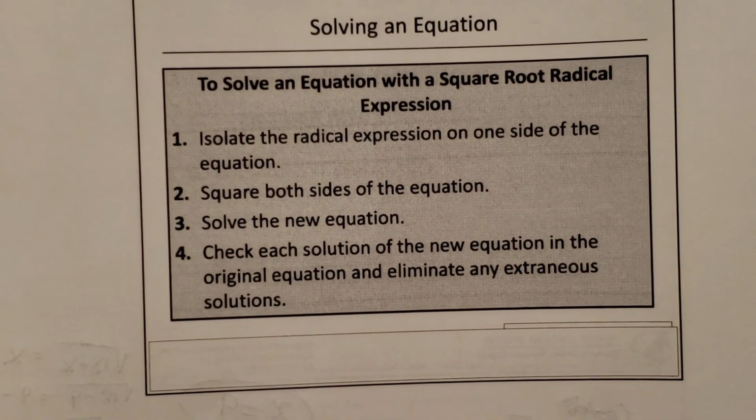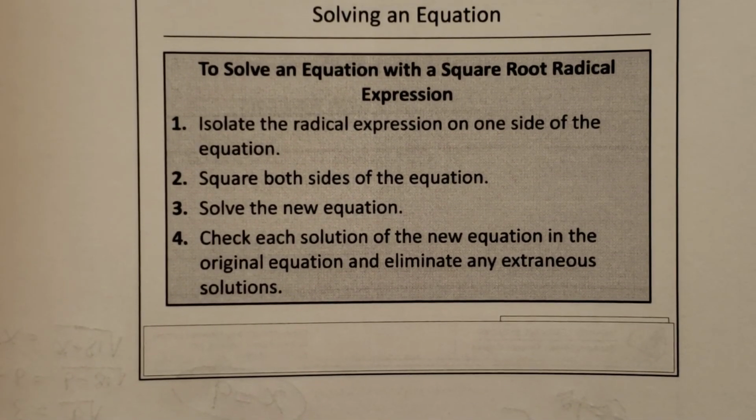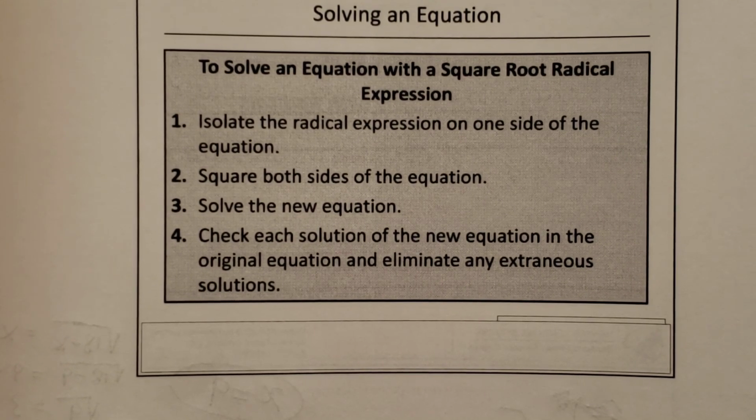All right, so my directions say to solve an equation with a square root radical expression, the first thing we're going to do is isolate the radical expression on one side of the equal sign. Number 2, we're going to square both sides of the equation. Number 3, we're going to solve the new equation. And number 4, you always need to check each solution of the new equation in the original equation and eliminate any extraneous solutions. In other words, solutions that make it not true.